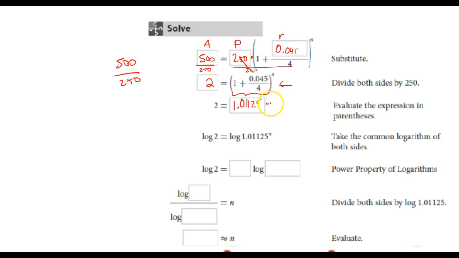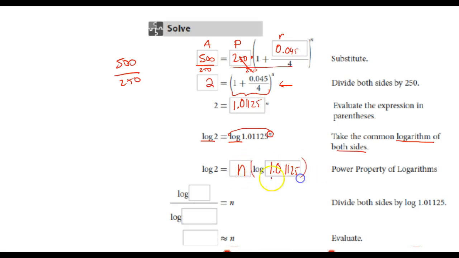So the first thing we're going to do is, just like it says here, we're going to take the common log of both sides. So we're going to take log of 1.01125 to the nth power and log 2. So we took log of both sides. Alright, the next thing we can do is bring down n off its high horse, bring it up front. There you go, n. And that's log base 10 of 1.01125. Now we almost have n by itself.